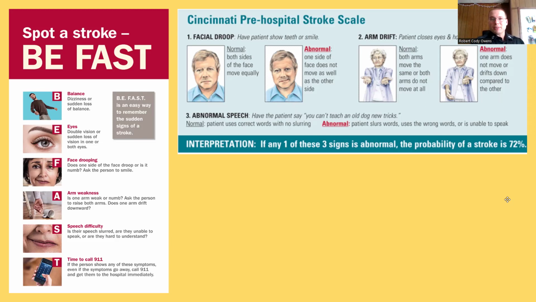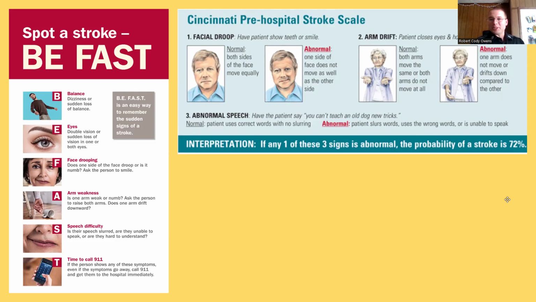The face will droop. I don't know if I went over that. So we go in there and tell them to give us a big old smile and all that. If there's a deficit, you'll be able to see it. Then abnormal speech. So, have them say something that they've probably said 1,000 times before, like you can't teach an old dog new tricks. And then, if they have a stroke, they'll slur it or they'll use the wrong words or mix up the words and whatnot, and move on from there.